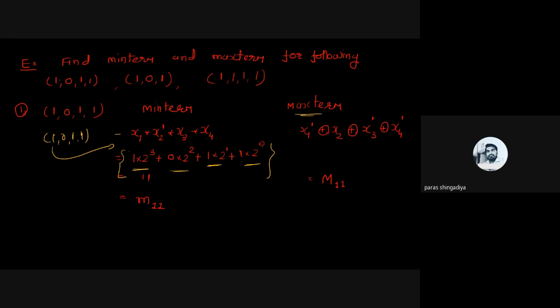So the total will be 2 raised to 3, that is 8, plus 0 into 2 raised to 2, that is 0, plus 1 into 2 raised to 1, that is 2, and 1 into 2 raised to 0. So 2 raised to 0 is 1, multiplied by 1, so the answer is 1. So the total will be 8 plus 2 is 10, plus 1, that is 11. So the answer for the min term is small m11. And similarly you can predict the answer of the max term, that will also be the same. You just write the procedure properly and then write directly the value, capital M11.